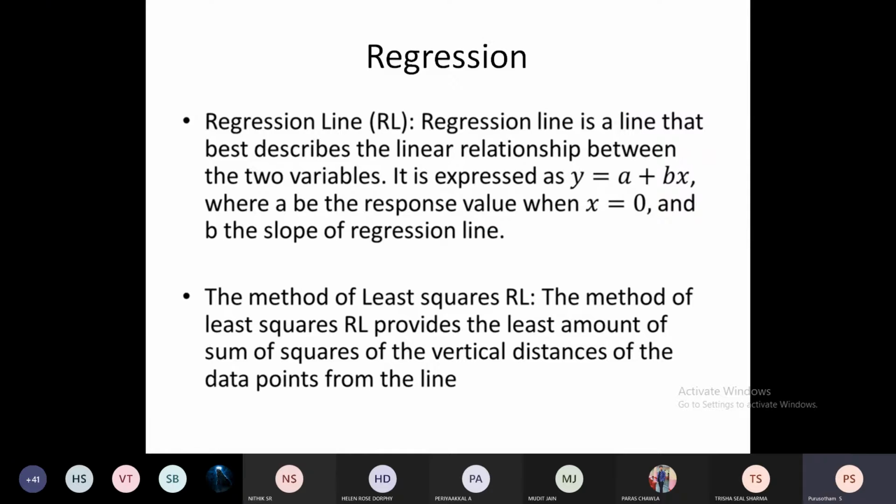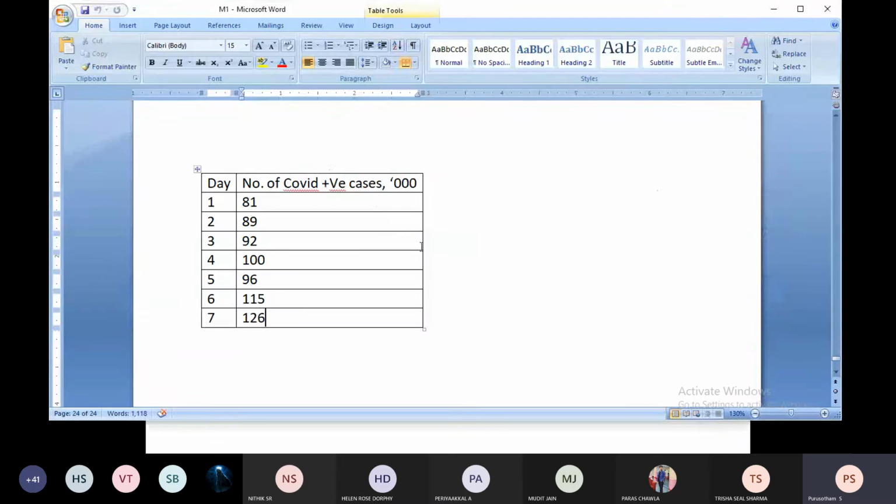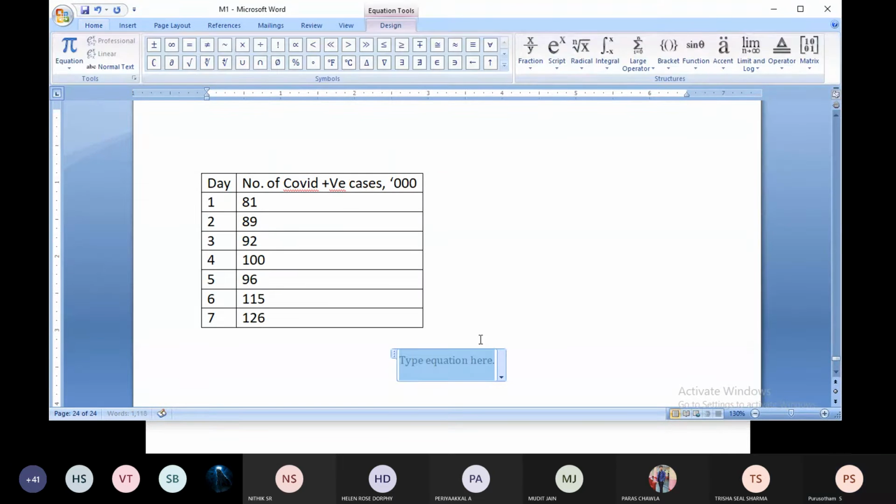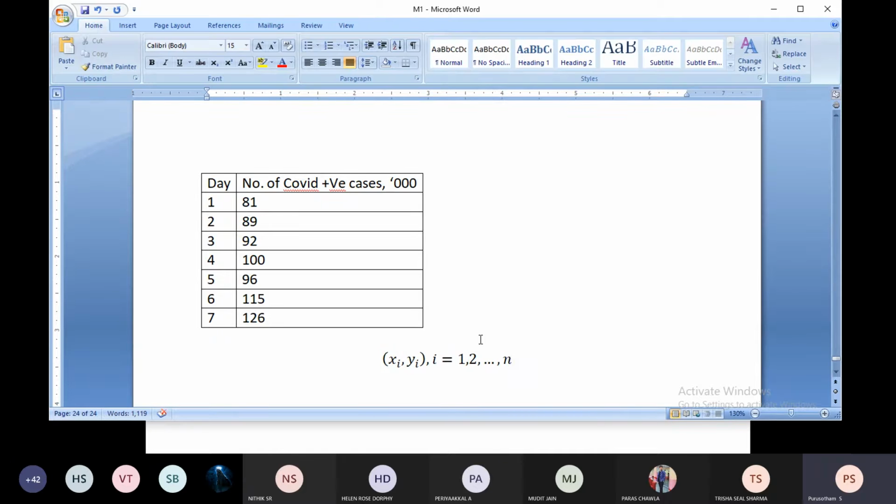Now, the interesting point is that, as I said, the points xi, yi, where i is equal to 1, 2, and so on up to n. Remember, there are n tabulated points.